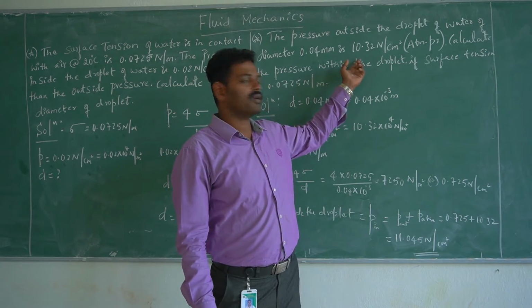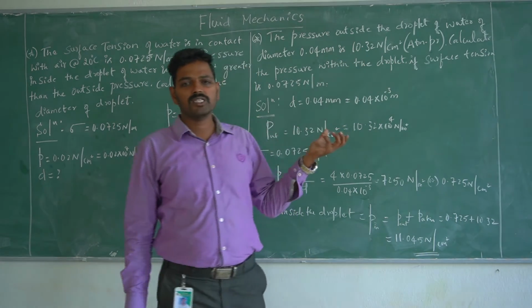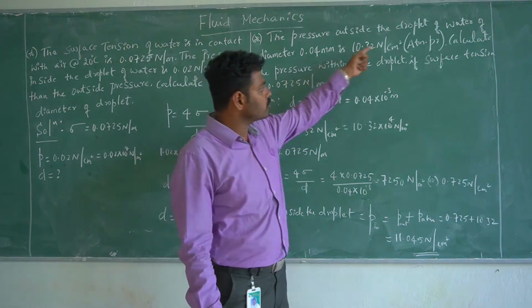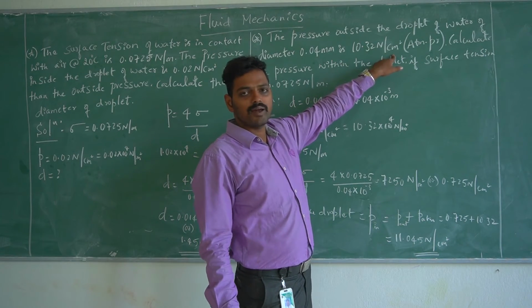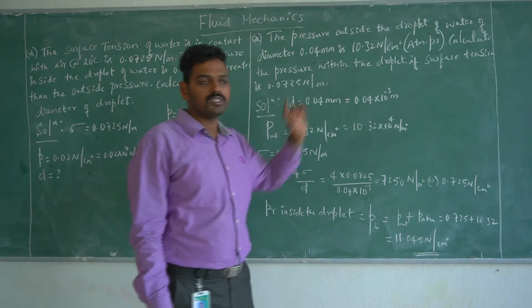That is, when it is in contact with air, the atmospheric pressure is considered, that is 10.32 Newton per centimeter square. Remember, here it is given in terms of centimeter square. Then we have to convert it in terms of meter square.